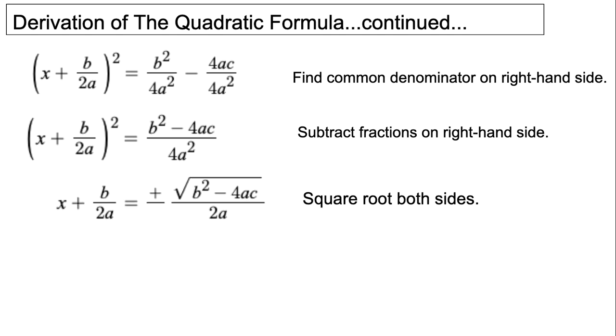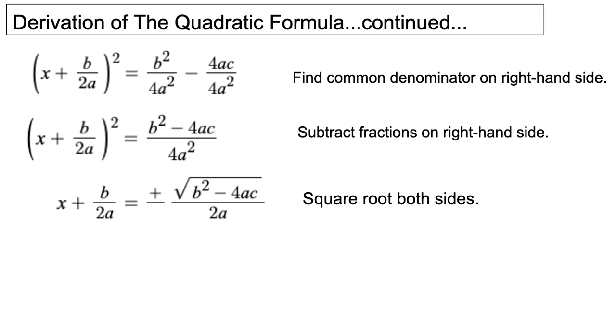So when I square root the left-hand side, I just get rid of that squaring. And when I square root the right-hand side, notice I've got my plus or minus because I have to consider both the positive and negative square roots when I take the square root of both sides. And the bottom is a perfect square, 4a squared. When I take the square root of that, I just get 2a. And so I can take the square root of the top and then the square root of the bottom separately, and that's helpful.